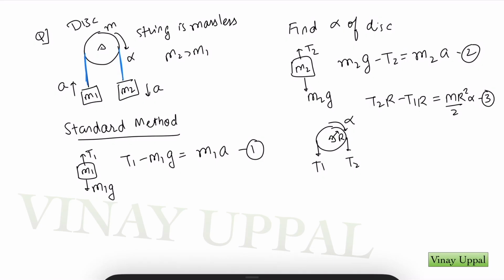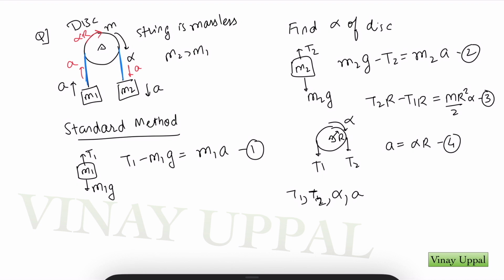Now acceleration of the string is nothing but the acceleration of the blocks, and acceleration of the circumference of the disc will be alpha r. So I'll have a is equal to alpha r. So you have 4 simultaneous equations, and you can solve 4 simultaneous equations to get those 4 unknowns, which is T1, T2, alpha and acceleration. So this is the standard method in order to solve this kind of a problem.